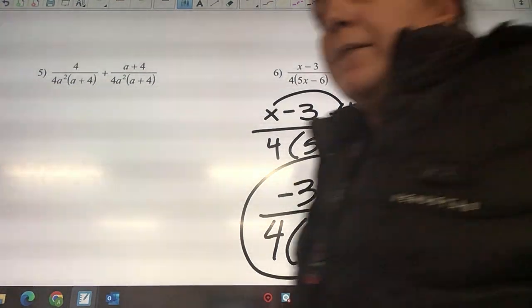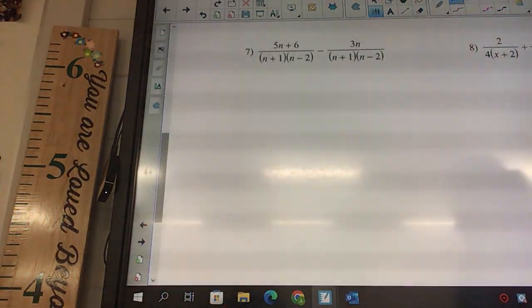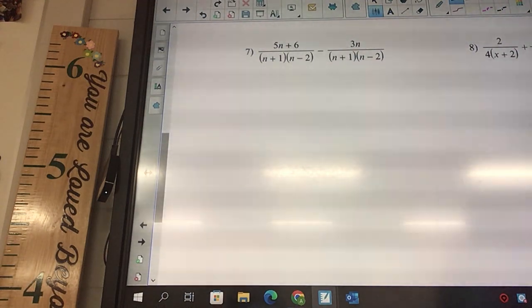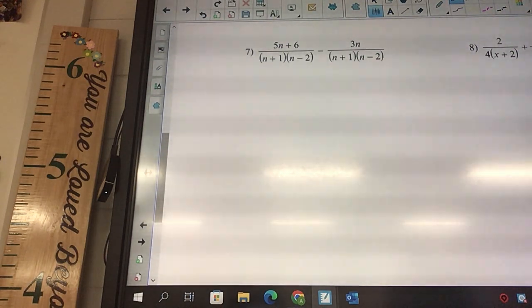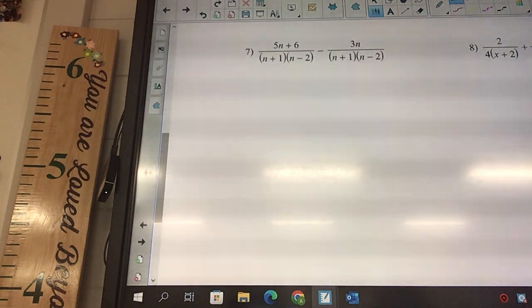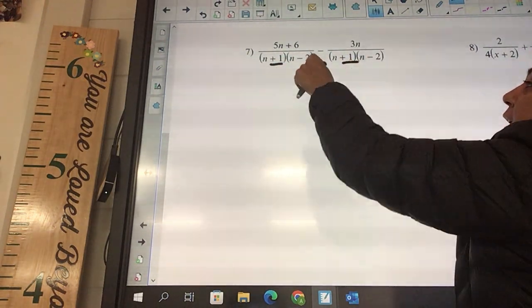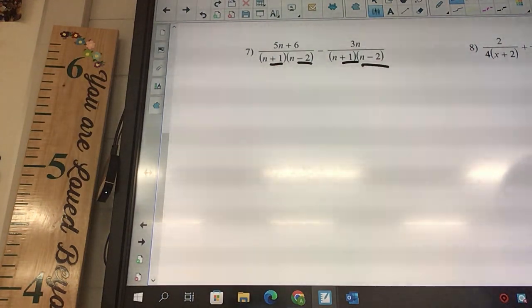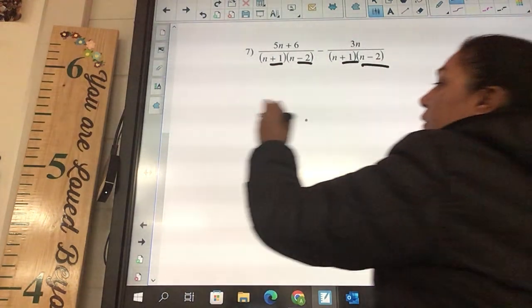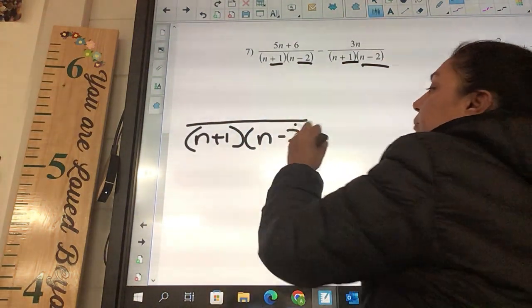Okay, look at number 7. Number 7 still kind of looks the same, but a little bit different. Our denominator is the same. Look at them. Are they the same? Yeah, the first guy, he's got n plus 1. That's what's important here, to make sure that they're 100% the same. N plus 1, n plus 1. And then I got an n minus 2, n minus 2. Because they're the same, we can go ahead and put them all together under 1. So my denominator is going to be n plus 1, n minus 2.